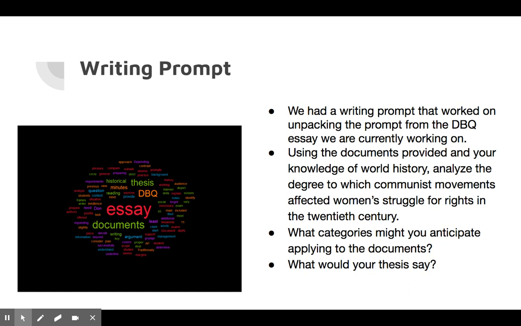We had a writing prompt that worked on unpacking the prompt from the DBQ essay we are currently working on. The directions for that DBQ essay were: using the documents provided and your knowledge of world history, analyze the degree to which communist movements affected women's struggle for rights in the 20th century. During the writing prompt, we talked about what categories you might anticipate applying the documents to, given the language of the prompt, and what your thesis would look like, given the language of the prompt as well.